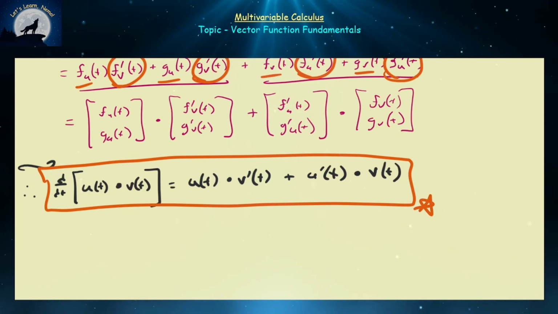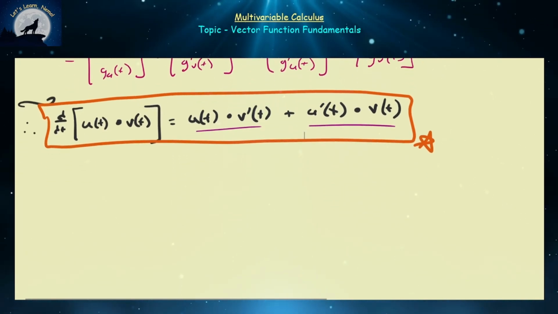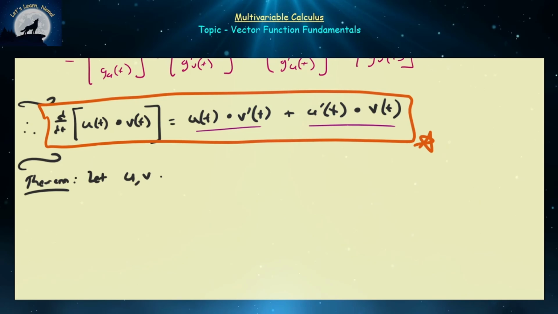So what do we have? It looks almost like a product rule, but keep in mind this product rule is slightly different because this is a derivative of the dot product between two vector functions. All right? So one could ask, consider the following theorem. Let's assume that u and v both send R to R3.